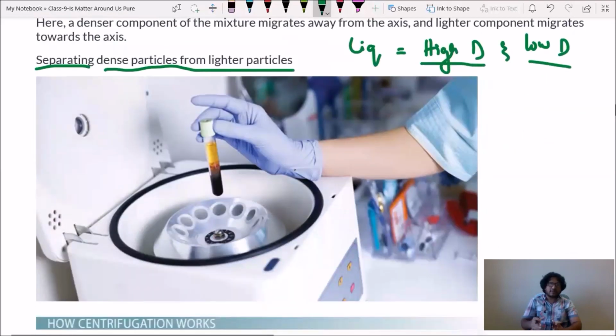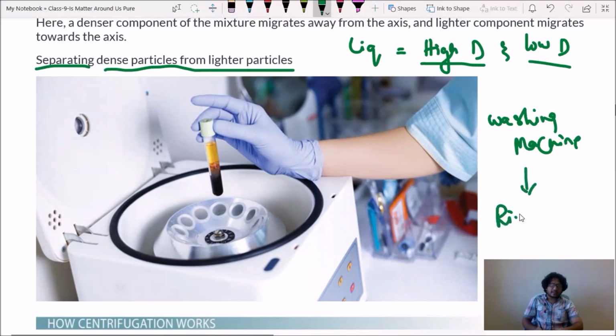You can observe the machine. That machine is known as a centrifuge. They place a test tube inside it, and when they turn it on, the machine rotates at high speed. Because of the rotation speed, the particles can be separated. That's how our washing machine works. If you observe our washing machine, the last process is rinse, where the drum rotates at greater speed such that water particles can be removed from the cloth.